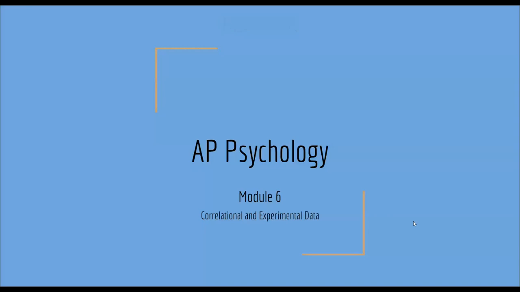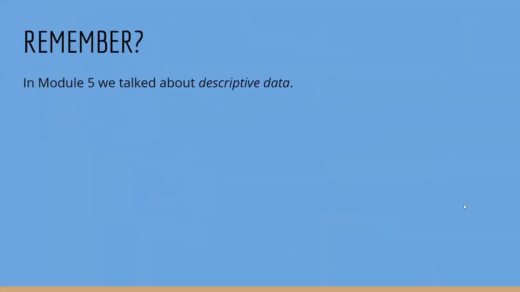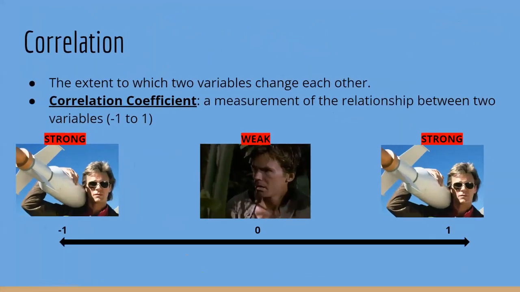I call this Correlational and Experimental Data. All right. Well, remember, we talked about descriptive data or research in Module 5. Now we're going to talk about the other two kinds. All right, well, let's start out with correlational.